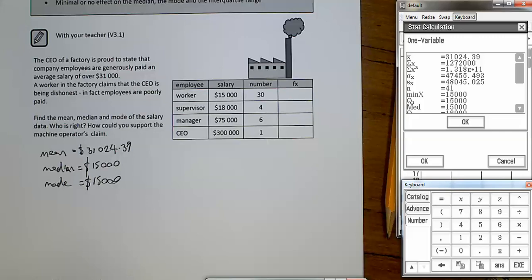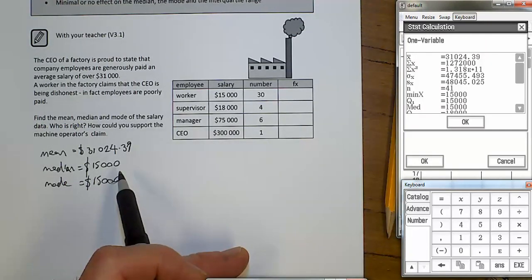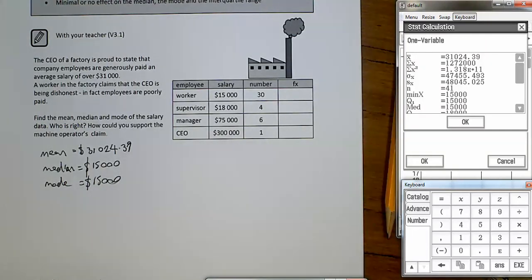Now perhaps it would have been fairer if the CEO was quoting the middle salary, the median salary of the workers in the factory, to give an idea of what the central figure was, or even the mode salary. What's the most common salary? Both of those would have given $15,000.